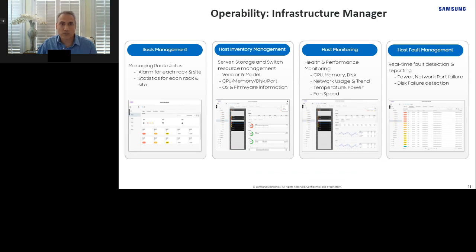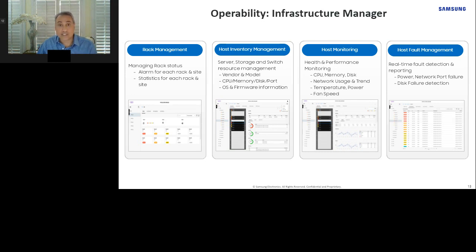It does rack management, so it provides alarms and statistics for each rack at each site. And we're talking about a network that could span several data centers, and having a view of each data center and each hardware module in each data center is a pretty nice benefit. Host inventory management: this is just knowing all of your hardware that's out there, the vendor and model, the CPU, memory, disk, port. All that information is visualized in the infrastructure manager portion of your SCO.